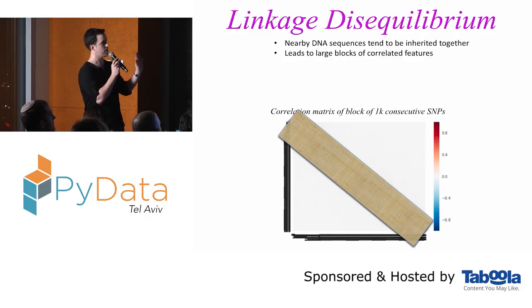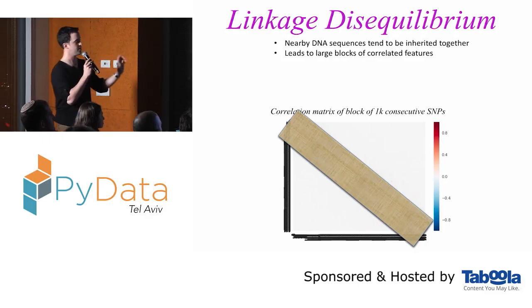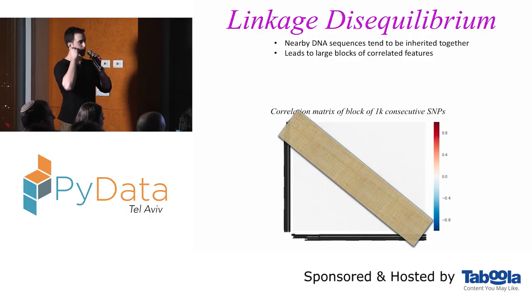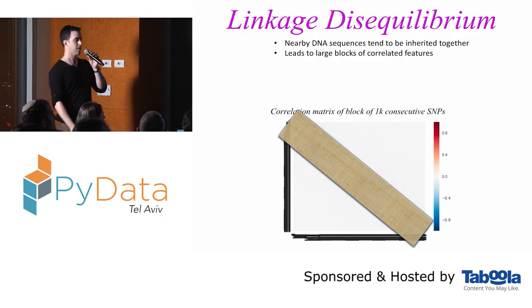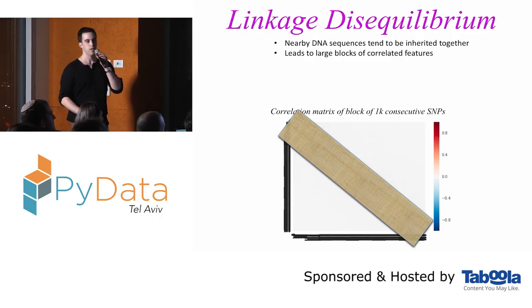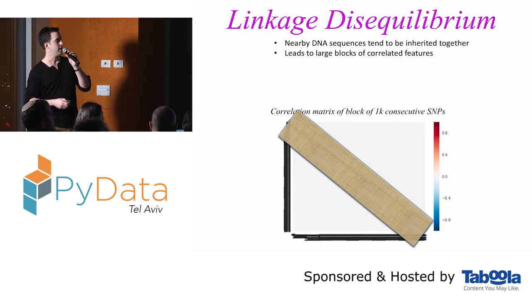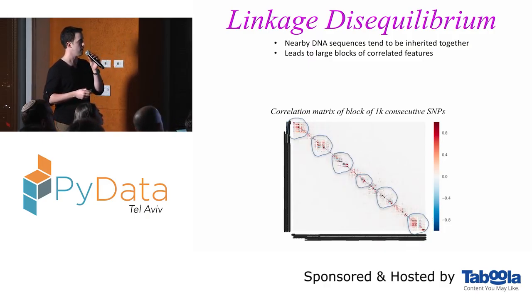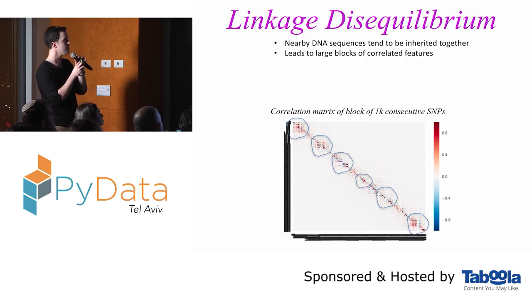Let's say you have 1,000 consecutive SNPs. So this is a 1,000 by 1,000 correlation matrix. You might think that the correlation matrix would look something like this, in which the off-diagonal entries are some positive number. And that's a fine guess, but in reality, it looks more like this. So this is an actual example, right?